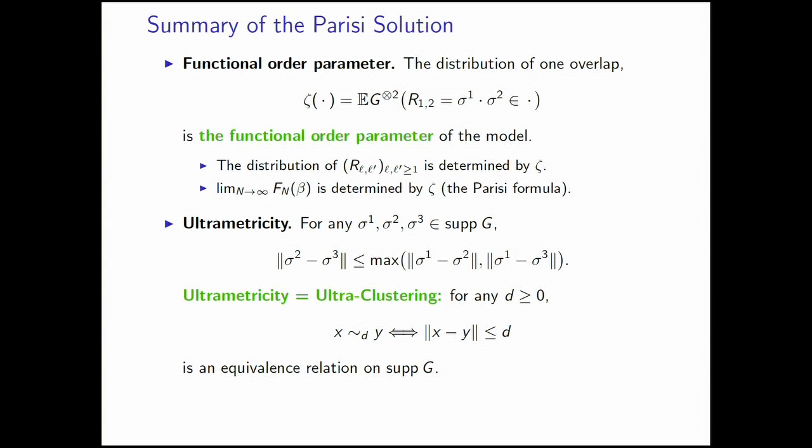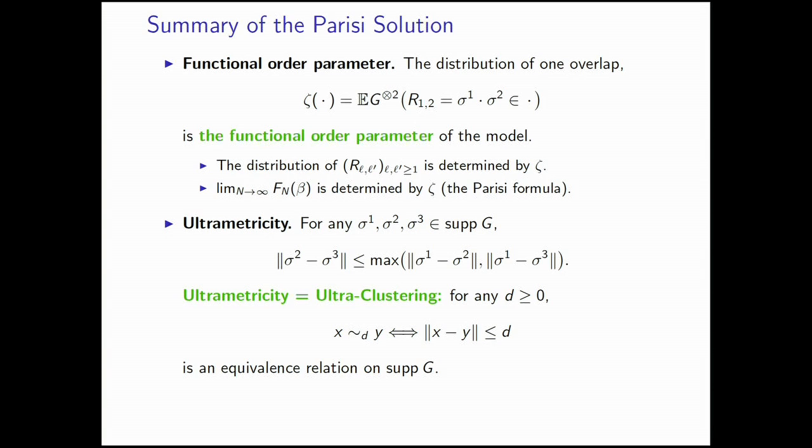Now, why is this better than clustering? I call it ultra clustering because it really gives you clustering at every distance. Because if you pick any distance d, and now define a relation between points by this condition that they are within distance d from each other, this condition is an equivalence relation on the support because of this ultrametric inequality. If two distances are less than d, automatically the third distance is less than d. So at every distance, your support will break into equivalence clusters, which have diameter at most d, but are separated by a distance bigger than d. That's exactly like clustering, except you have it for every distance.